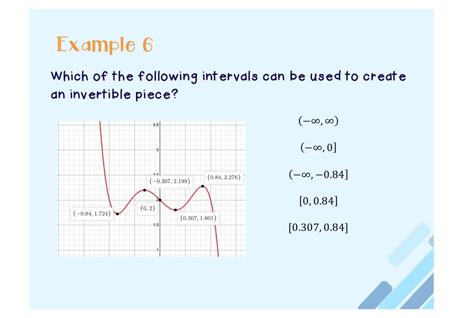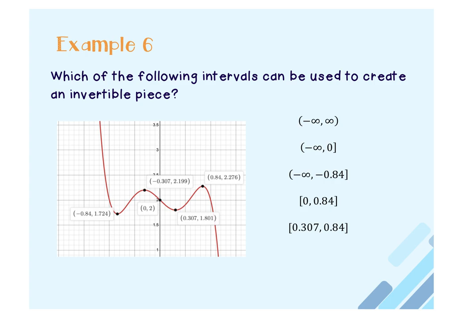All right. Last one, no, second last one. This one says, which of the following intervals can be used to create an invertible piece? All right, so we're looking at this graph for a visual section in which it could be invertible. What does it mean on a graph? How do I know if it can be invertible? It's got to pass the horizontal line test.